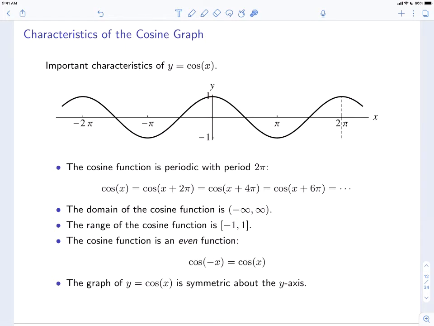Now, I mentioned that it's not a coincidence that sine and cosine have a lot of similar properties. That's because the graph of cosine is the same as the graph of sine, just shifted by pi over 2.